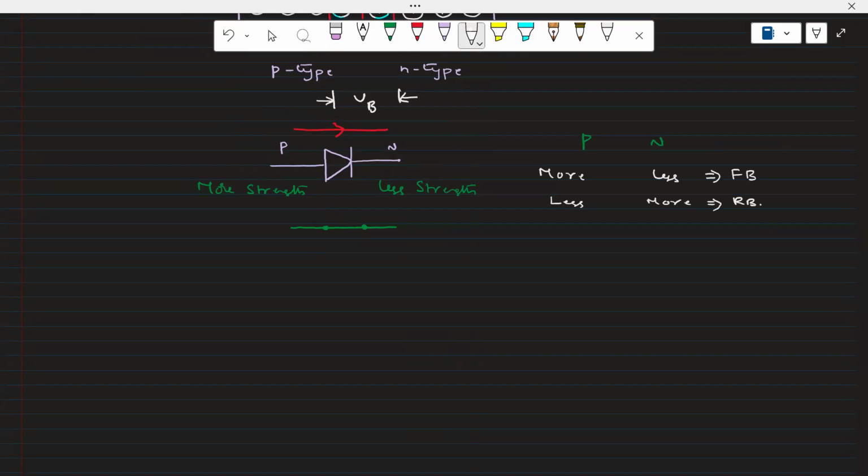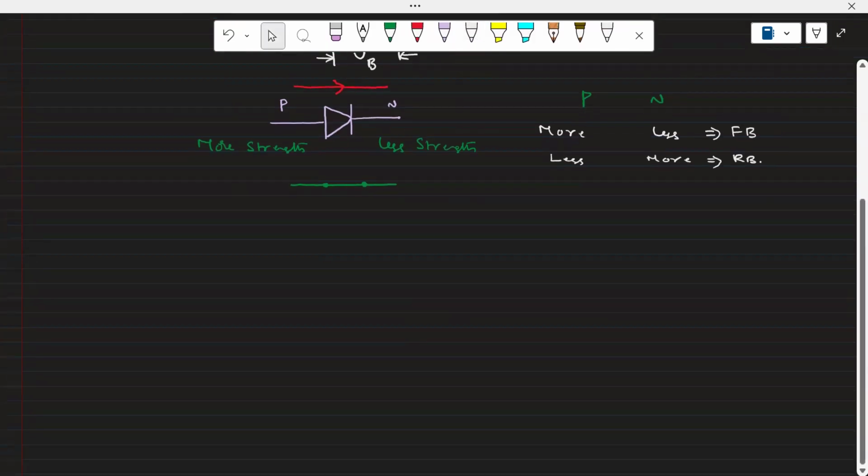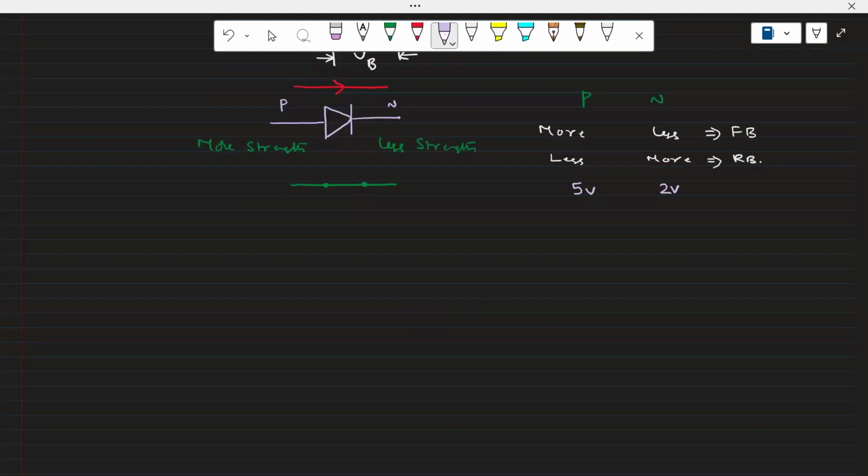Now let us take simple examples. By applying some real potential to the N side and P side, we should say which one it is. Let us say, for example, this is 5 volts that we are applying at the P side, and here 2 volts at the right side. That means P side is 5 volts, N side is at 2 volts. So which side has more strength? The P side is more strength compared to the N side. That's the reason why it is in reverse bias. Sorry, it is in forward bias, right? Do you agree with me?